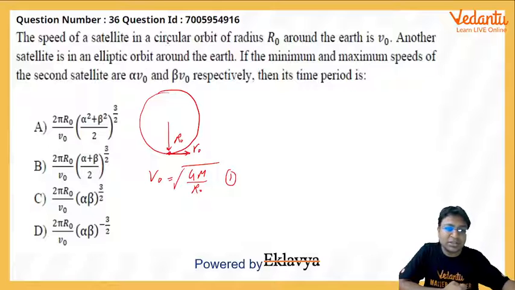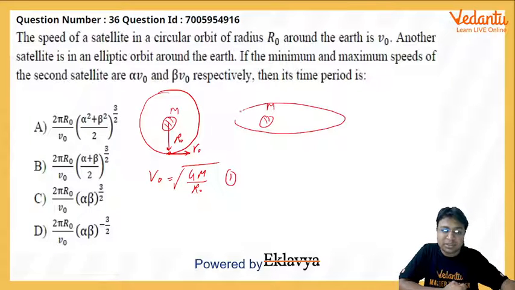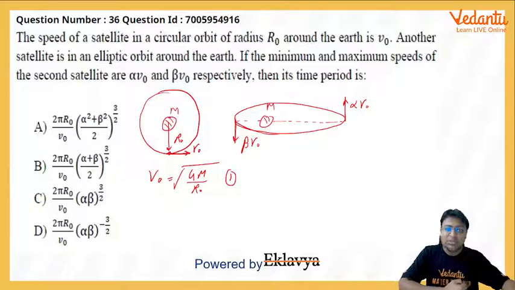Now another satellite is in an elliptical orbit around the Earth. So we are assuming Earth of mass M here, so that is still present. But another satellite is moving in an elliptical orbit, and the minimum and the maximum speeds are given. The minimum speed happens at the farthest point, that is apogee. So minimum speed is alpha v naught. So here speed is alpha times v naught, and the maximum speed occurs at perigee. So it is beta times v naught. This is given to us.